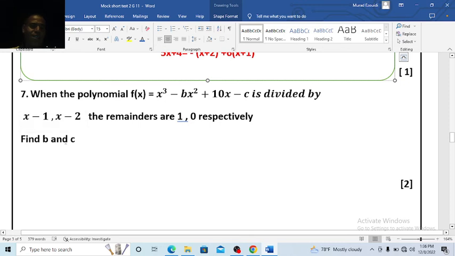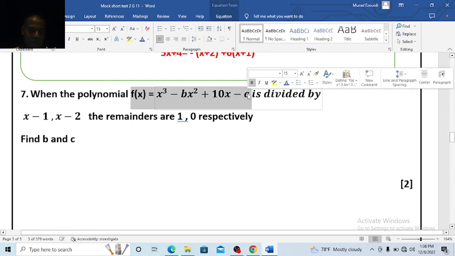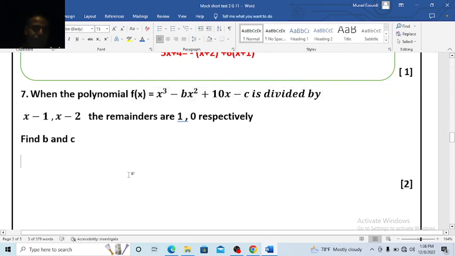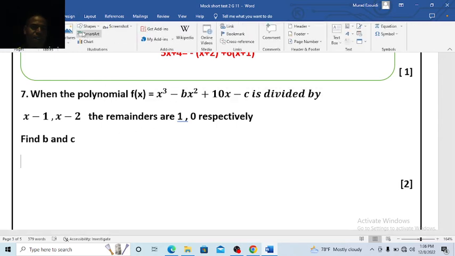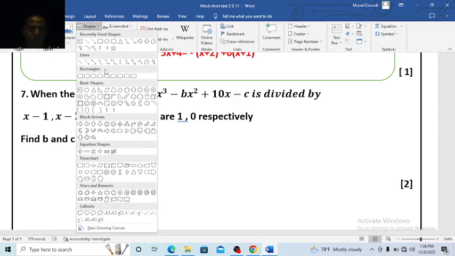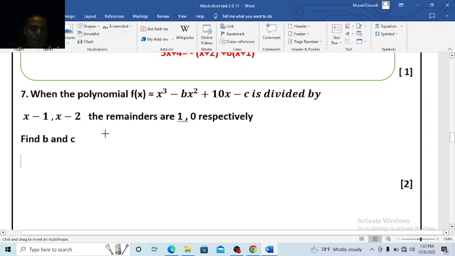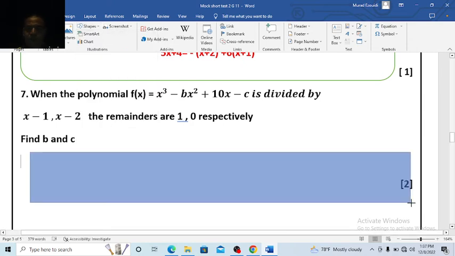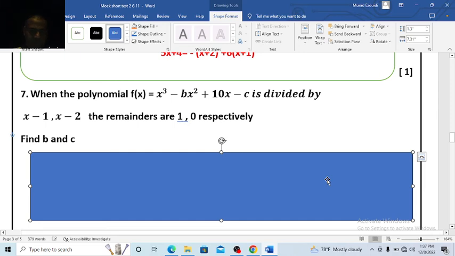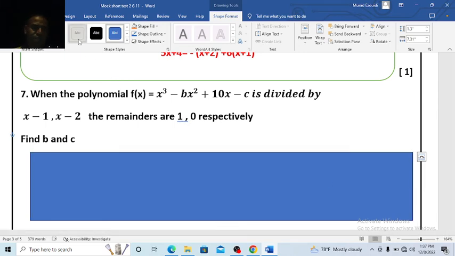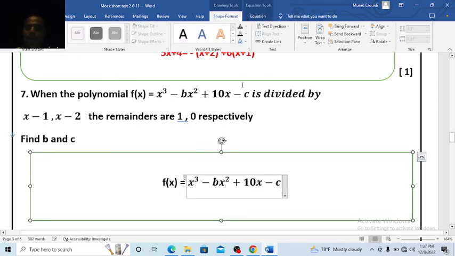Find b and find c. Okay, so I will just use this one. I will write here, I will insert, let's say, a shape. First of all I will choose this one. Okay, Control V.